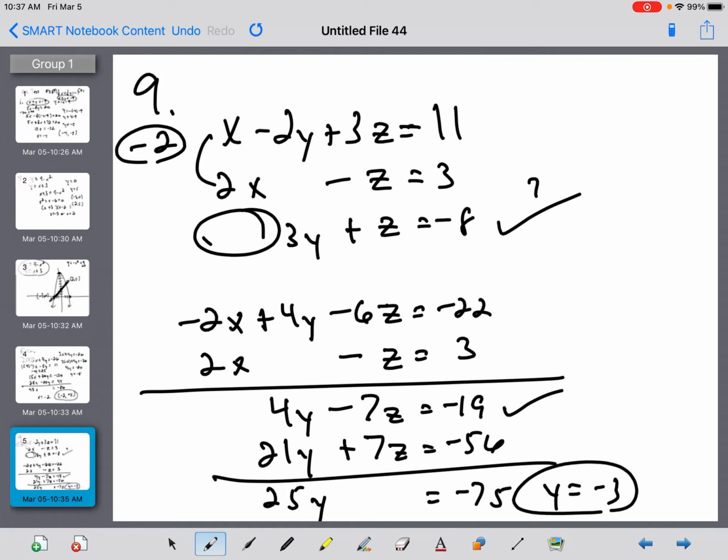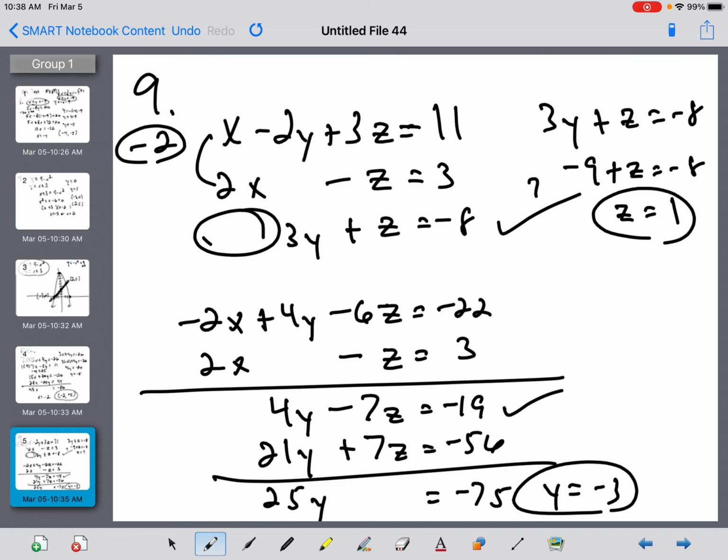Now I need to go solve for z. So right here, 3y plus z equals negative 8. So I plug in a negative 3 there, negative 9 plus z equals negative 8. So I get z is equal to 1. And then I need to still solve for x. So right here, 2x minus z, so 2x subtract 1 equals 3. So 2x is equal to 4, and x is equal to 2.